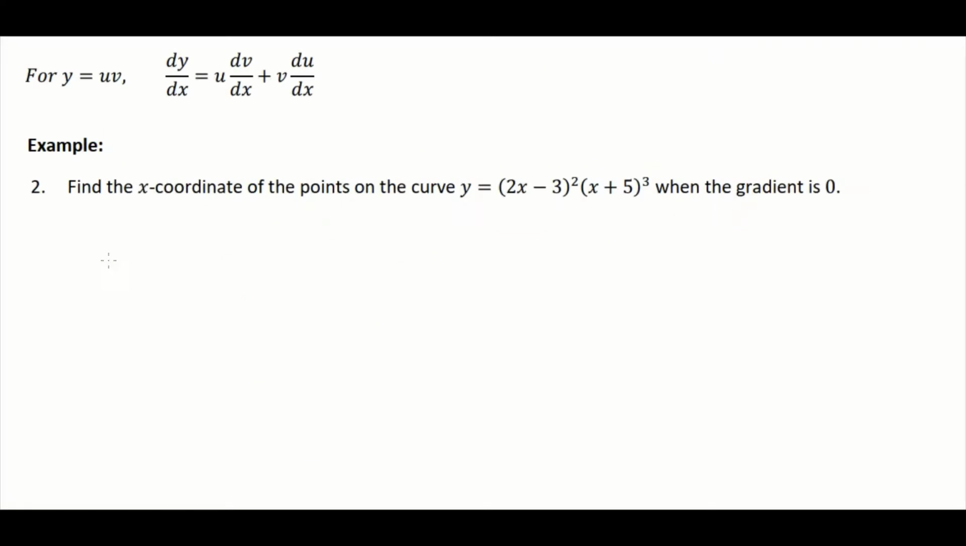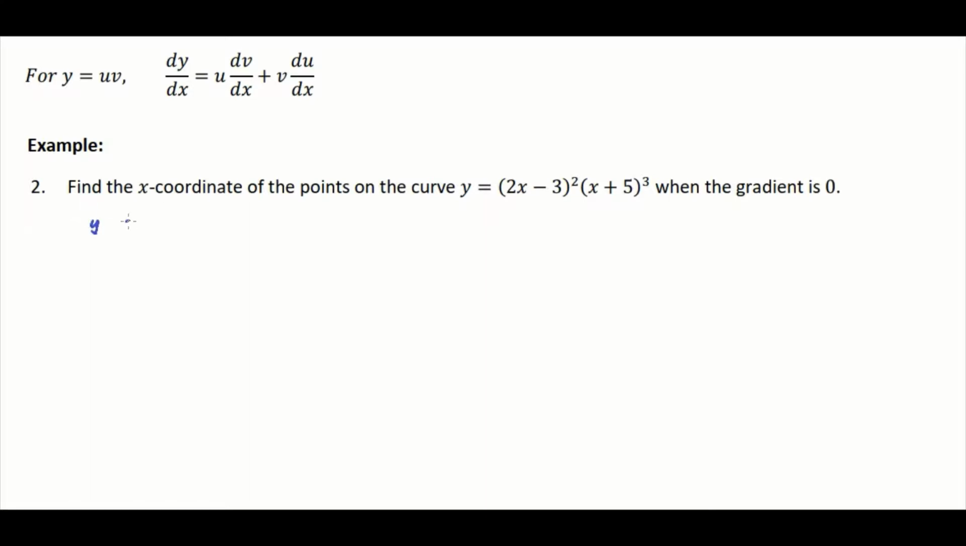Okay, so let's continue with the second question. Find the x-coordinate of the point on the curve y equals (2x minus 3) to the power of 2 times (x plus 5) to the power of 3 when the gradient is equal to 0. Okay, so this is just the same thing, but you are just using some knowledge that you have learned previously in P1. So let us start with the differentiation as well.